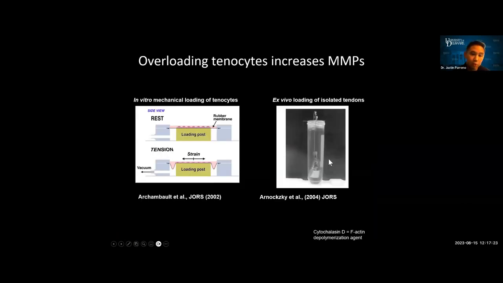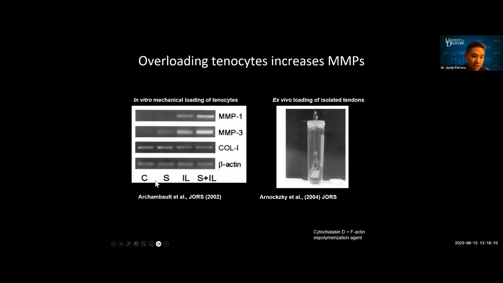There have been in vitro studies that have looked at the effect of loading on cells. These are some classical studies that were performed over 20 years ago. This is a Flexcell study. In this study, they seeded tenocytes, tendon cells, onto a loading rubber membrane. This is a side view of one six-well dish. The cells are seeded onto this rubber membrane over top of this loading post. Now, to apply load onto the cells, vacuum pressure drives airflow in, pulling on this rubber membrane over top of this loading post, causing stretch on the cells.